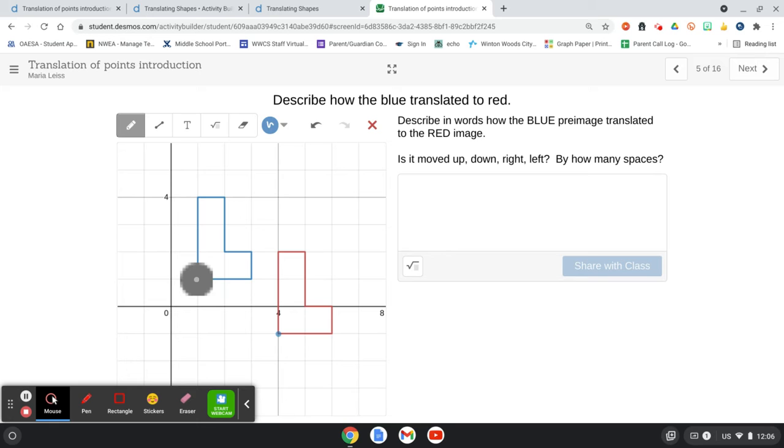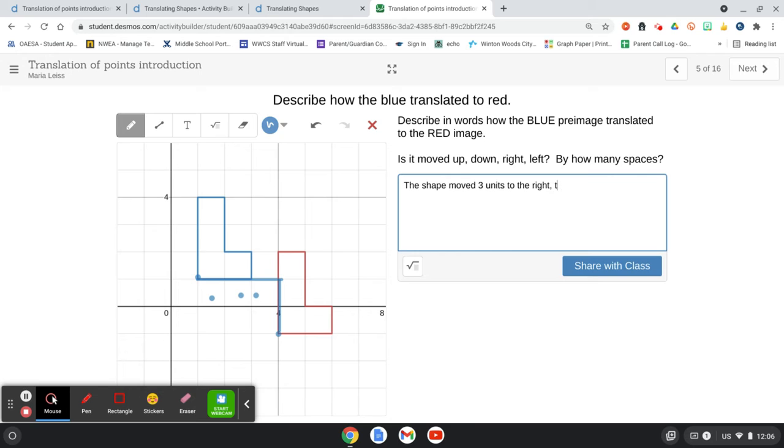So what did this dot have to do to get down to this dot? Well, you'll probably notice it went over and then it went down. The question is how far in each direction? So we can say the shape moved, and then we would go 1, 2, 3 units. And we're going to say to the right. We're not just going to say over because over implies left or right. We'll move 3 units to the right, then 1, 2 units down. So that's how we would describe a translation.